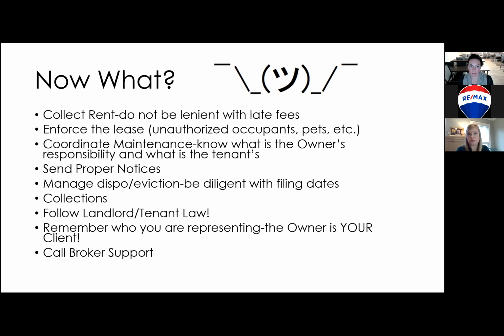If you need help with payment arrangements with tenants, it does have to be an addendum. It has to be signed by all parties. It can't just be an email back and forth. It needs to be a lease amendment.